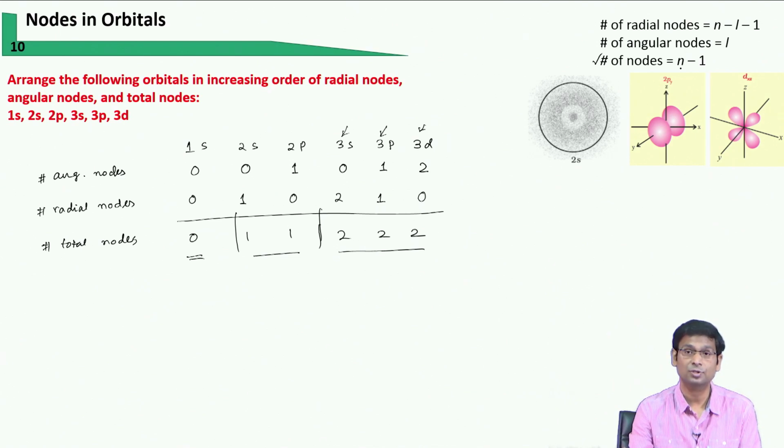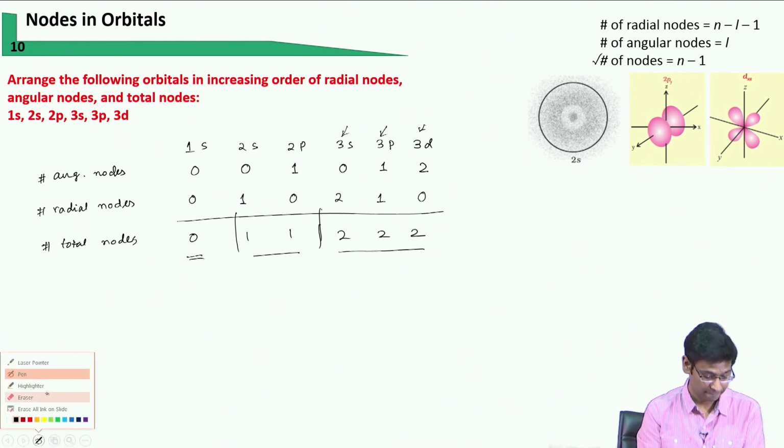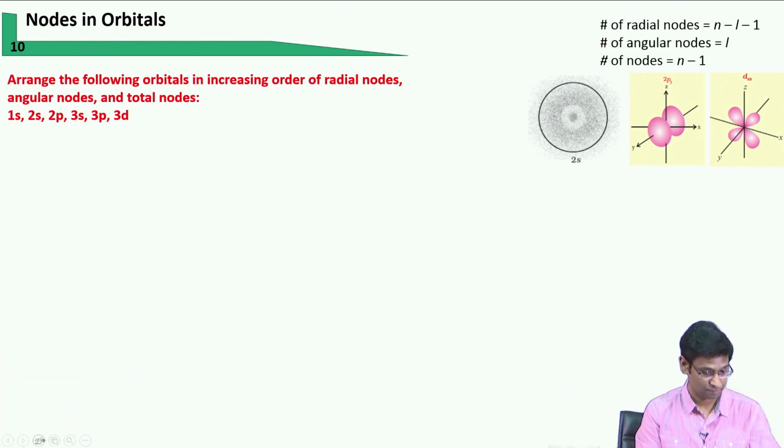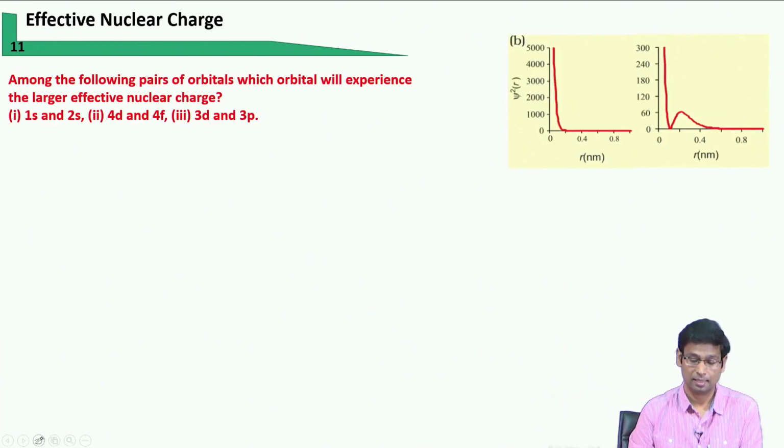So, total number of nodes depend only on n, angular nodes depend only on l, and radial nodes depend on both n and l. Let us look at the next question.